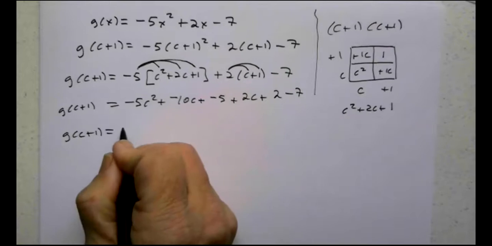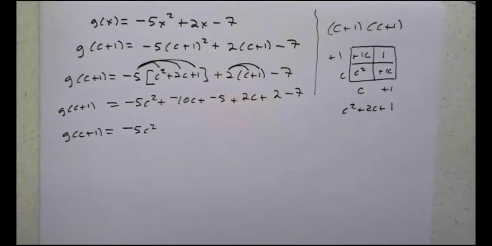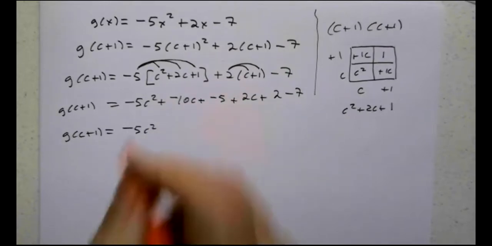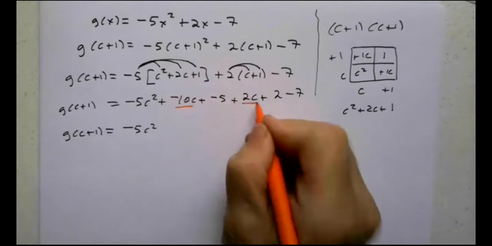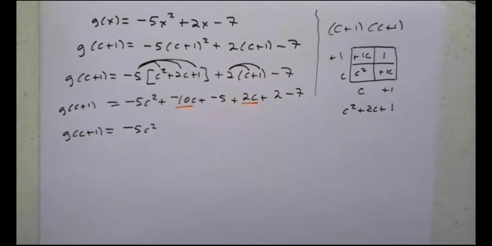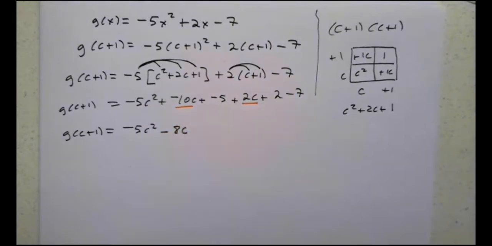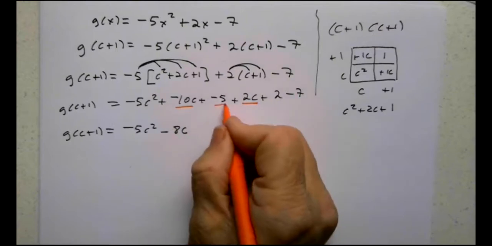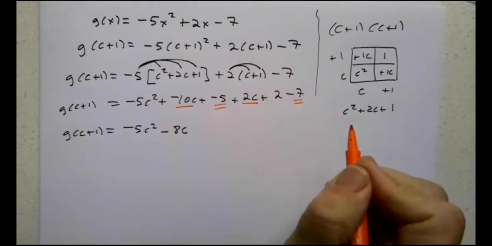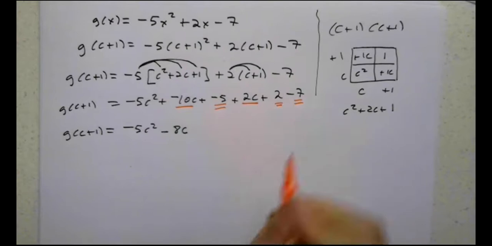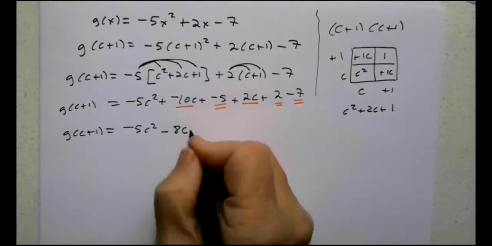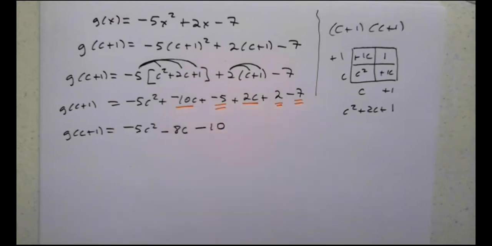g of c plus 1 is negative 5c squared. Now let's look for like terms. We have negative 10c here and positive 2c there, which would give me negative 8c. And then we finish up with negative 5 and negative 7, which give me negative 12. Plus 2 would give me negative 10. So plus negative 10 or minus 10 should give me g of c plus 1.